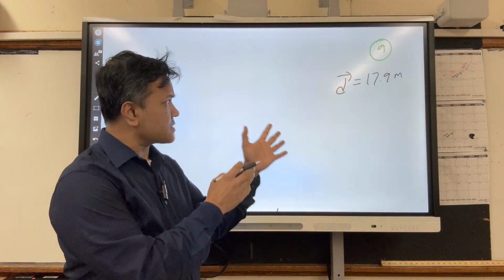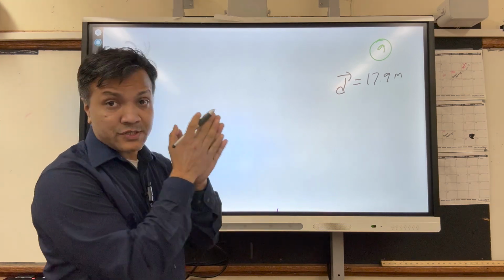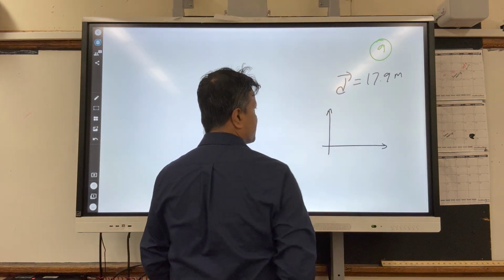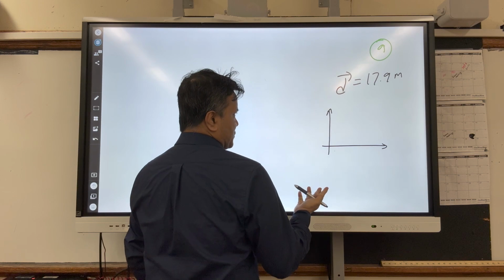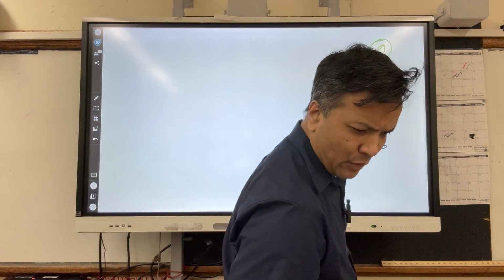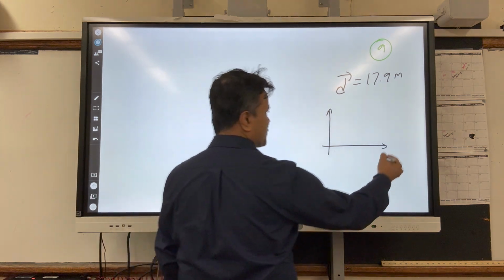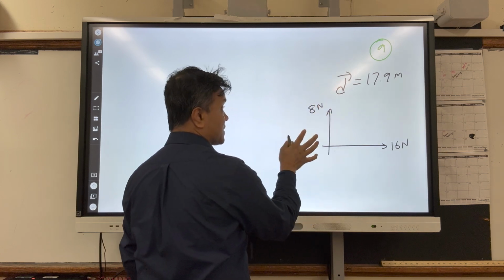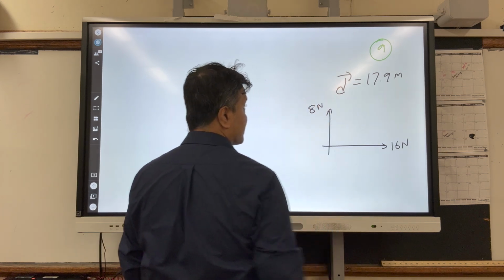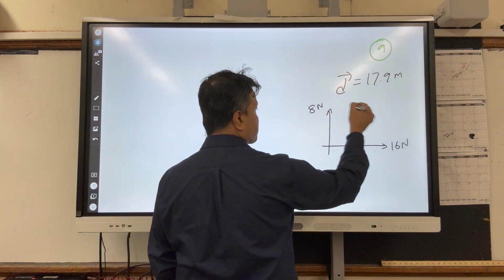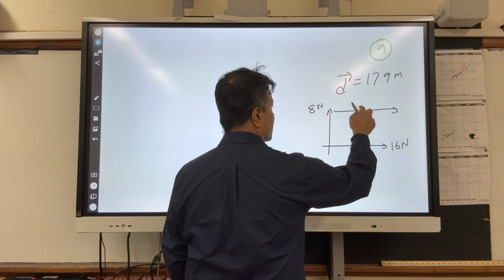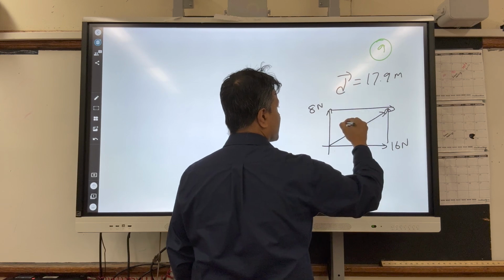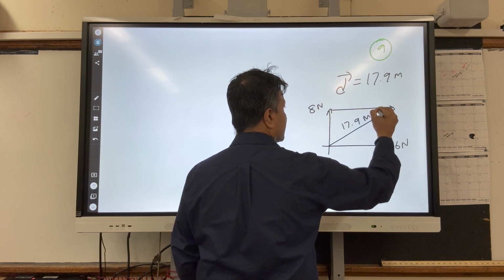Now we're gonna solve problem number 9. I gave you a displacement vector, and I asked you to find the two perpendicular components of this displacement vector. So one could be 16 and one could be 8. Let's say this one is 16 Newton, this one is 8 Newton. If this is the case, then you get 17.9. You can create a parallelogram and find the resultant, and the resultant is 17.9, of course.